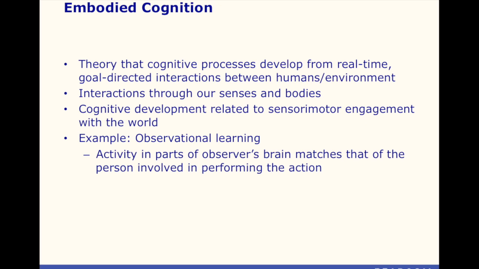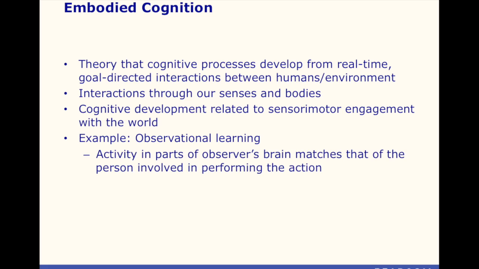Okay, so they go over this idea of embodied cognition. It's the theory that cognitive processes develop from real-time, goal-directed interactions between humans and environments. So that's cause and effect, right? You do something, something happens, you witness it, and then you change in line or you change after the fact. So we interact through our senses and bodies. I put my hand into a flame, it feels hot, I take it away, right? I learned that that flame's hot, and then I start to build knowledge on top of that.